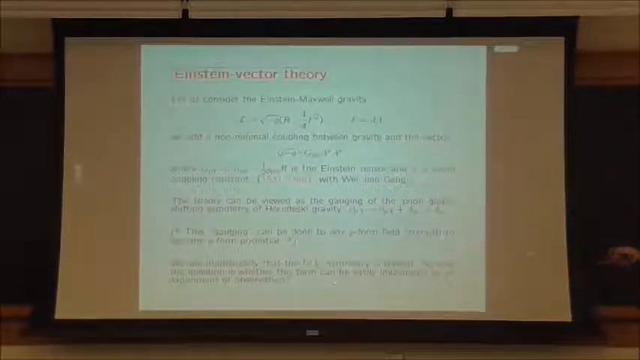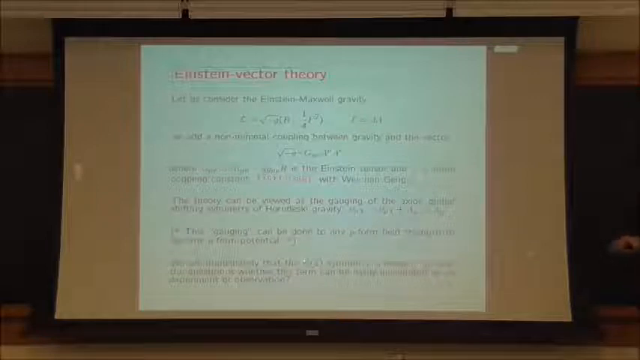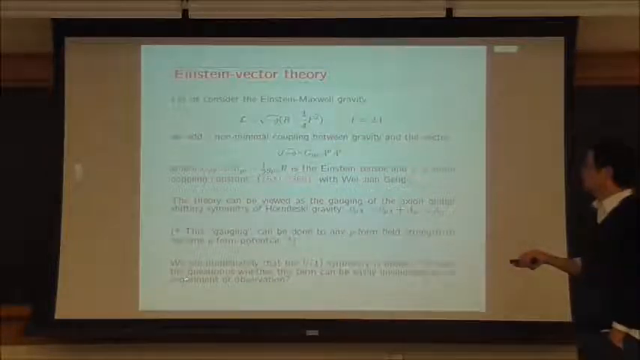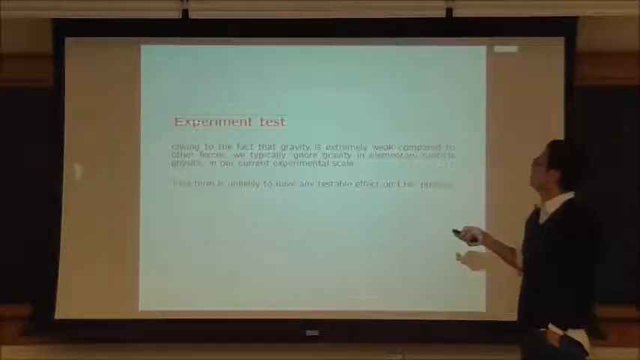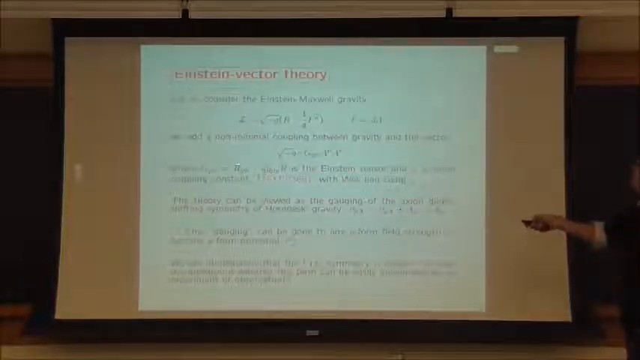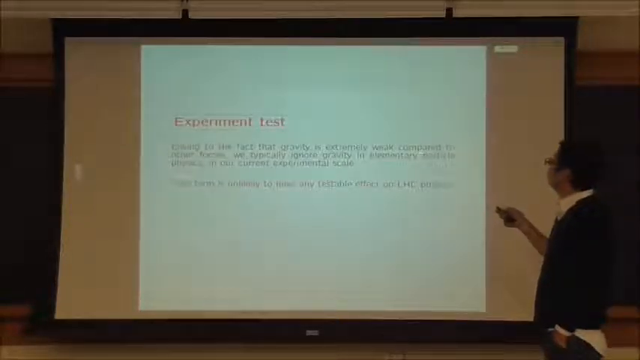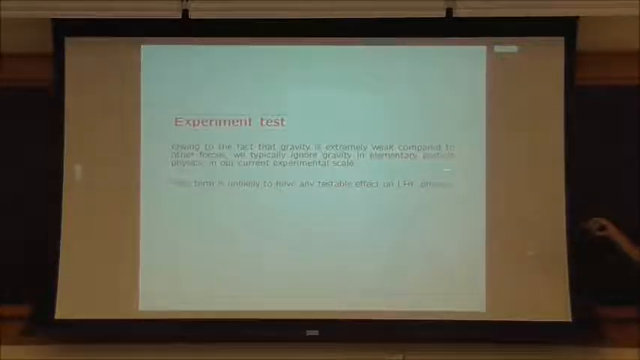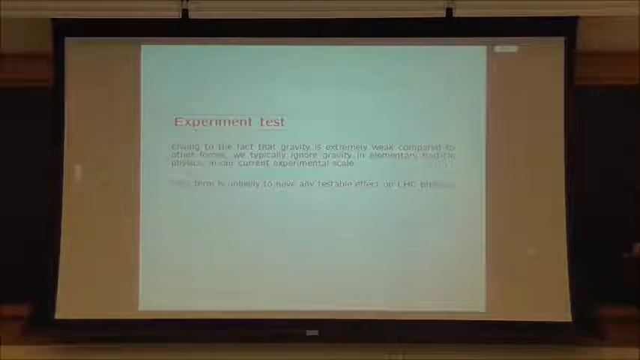So now the question is whether this term can be easily invalidated by experiment or observation, because the U(1) gauge symmetry of the photon is very robust. Any kind of violating term you add into it, we would imagine to be not kosher. But it turns out this term actually seems to be rather harmless, because first, let's say the experimental test, going to the fact that gravity is extremely weak, because here you really need to add G divided by c to the fourth. So compared to the other forces, we typically ignore gravity in elementary particle physics at our current experimental scale. So this term is unlikely to have any tangible effect on LHC physics.